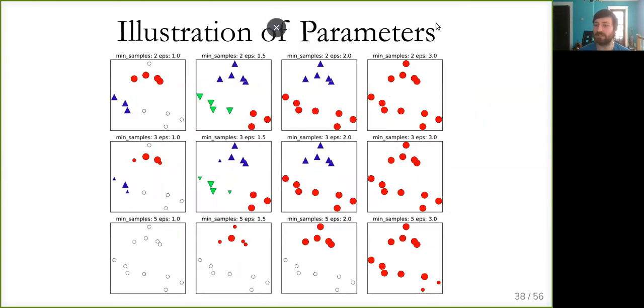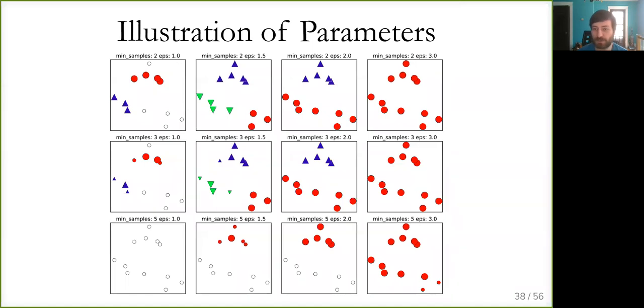So I want to illustrate a little bit the influence of these two parameters. They are a little bit more tricky to pick than the number of clusters, I find usually. It's nice that they can automatically determine the number of clusters, but picking epsilon and min samples I find to be a little bit tricky. And so here you can see, basically, if you increase epsilon, the points that are considered neighbors are bigger and bigger, and basically you grow clusters and you keep merging clusters. The colored points here are clusters and the small white points are noise points.